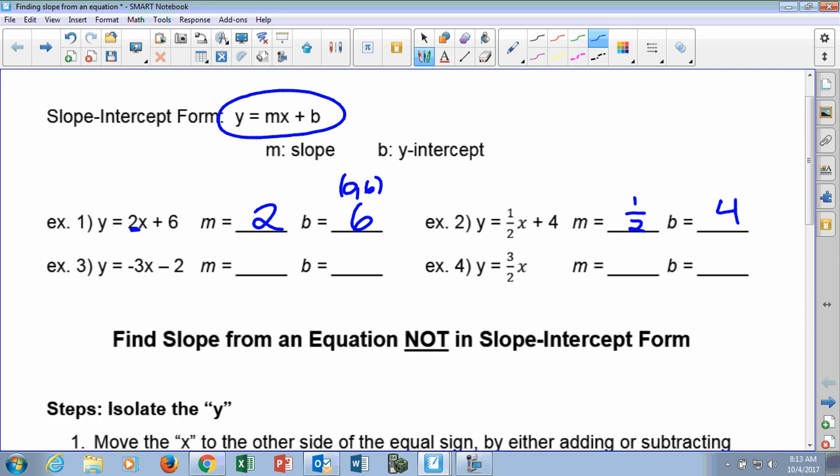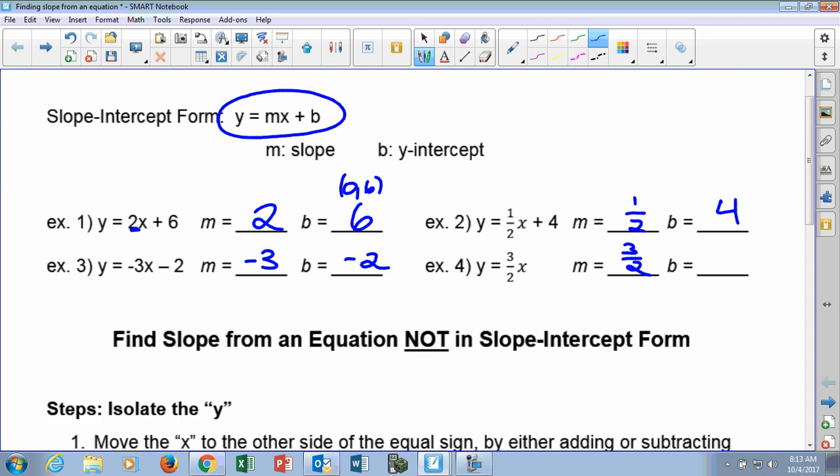What about for number 3? What's our slope for number 3, Tim? -3. What's our b? -2, because it's not a plus anymore. So -2. All right, and then number 4, our slope is 3/2. What's our b here? 0, because there's nothing after the x, right?